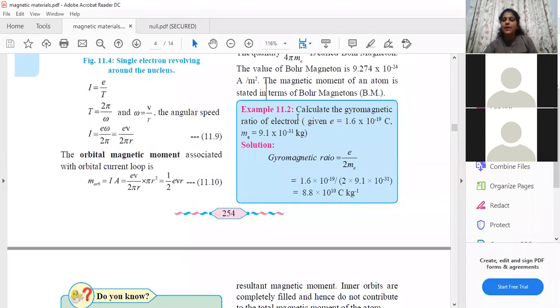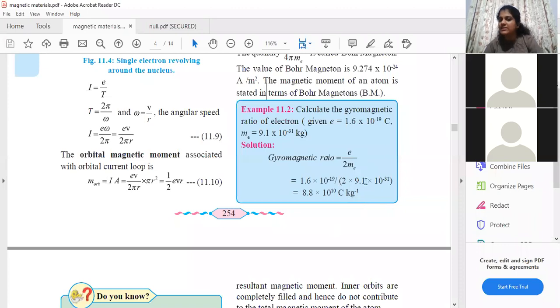Students, you can see this example 11.2, very simple. Calculate the gyromagnetic ratio of the electron. They have given values for e and m_e, but again, as I always suggest, see to it that you remember and memorize the values. We know that e is 1.6 into 10 raised to minus 19. Don't consider the minus sign here, it is only for direction; we just consider the magnitude. m_e is 9.1 into 10 raised to minus 31. What is the gyromagnetic ratio? e upon 2m_e. You will solve this and get the answer.